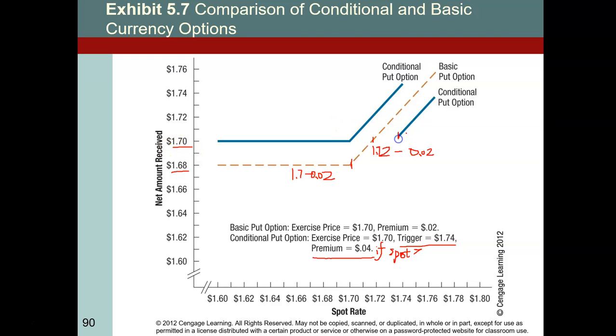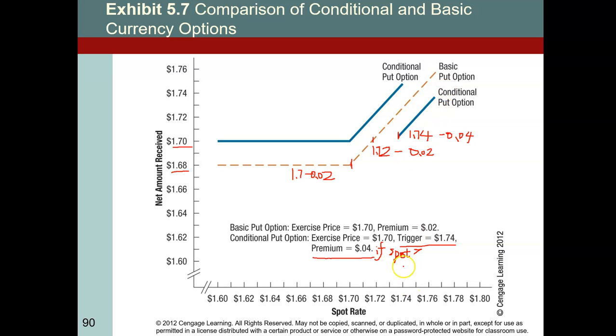So the net amount received is 1.7. At this point, we have 1.74 minus 0.04. And when the spot rate is higher and higher, we also need to pay the premium, and then the amount received increases.